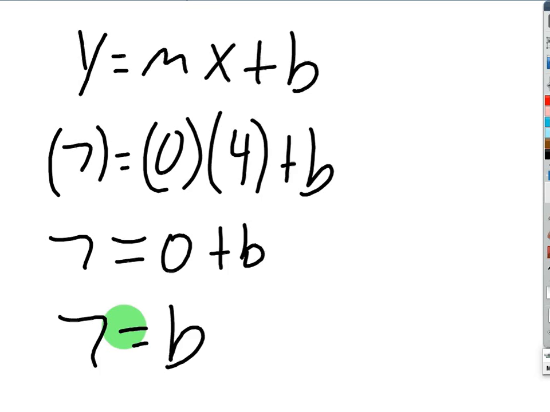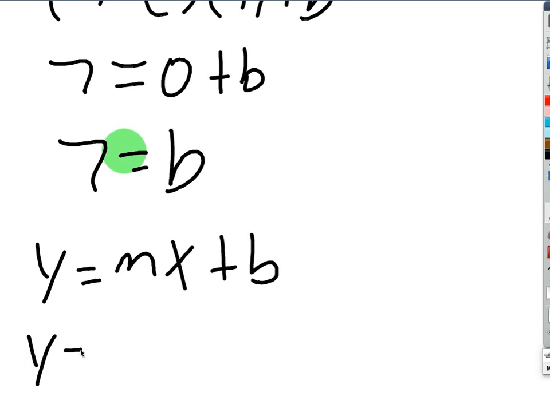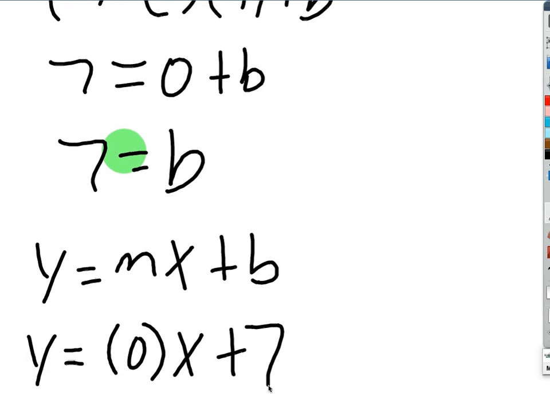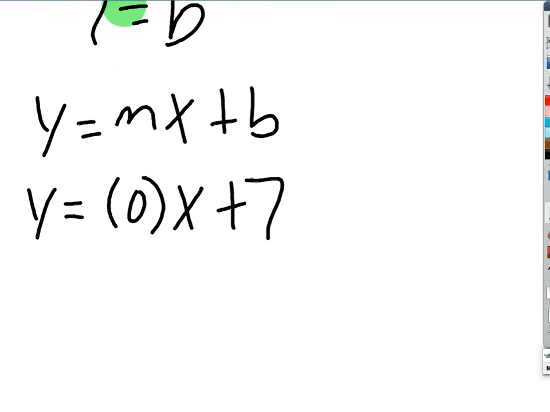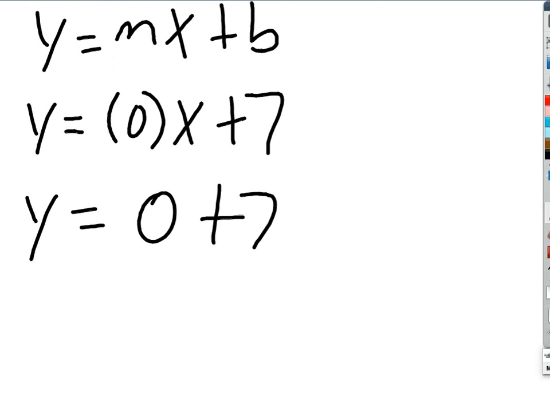We've already found the slope to be 0 and b to be 7. Let's rewrite the equation for a line. Substitute what we got for slope, which was 0. Substitute what we got for b, which is 7. Now here's the final step. You need to simplify your equation. What is 0 times x? 0. 1 times x is x. 0 times x is 0. And what's 0 plus 7?